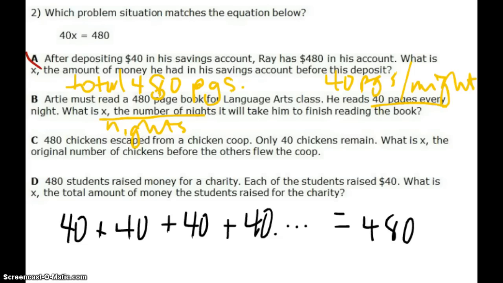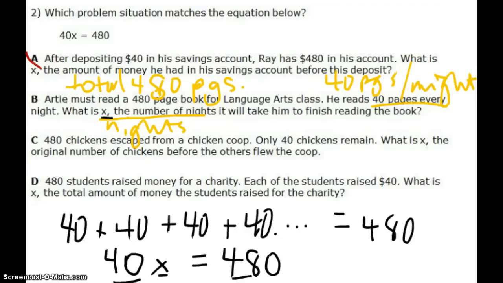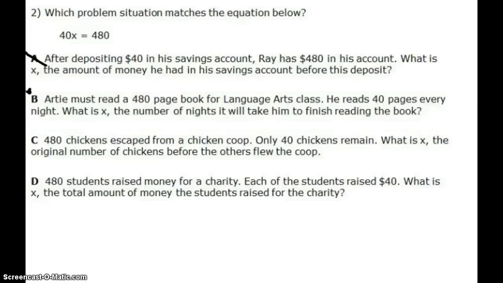But a faster, more efficient way of adding would be multiplying. So we would take 40 pages times the number of nights. We don't know the number of nights, so that's 40 times X equals a total of 480 pages. 40 pages times X number of nights is 480 pages. I'm thinking that our answer might be B, so I'm going to mark it, but let's check C.